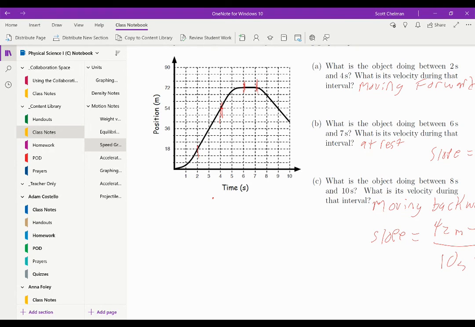Okay? So whenever you see these curves, that means the speed is changing when it's on a distance versus time graph. And the upward curve means that it's speeding up, and the downward curve means that it's slowing down. Okay?